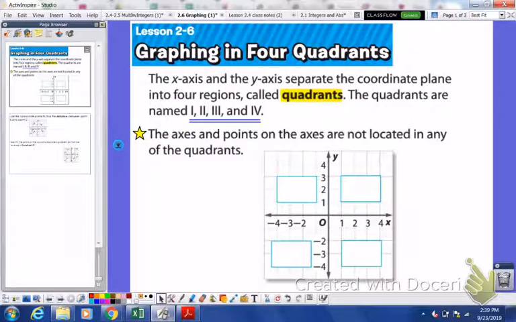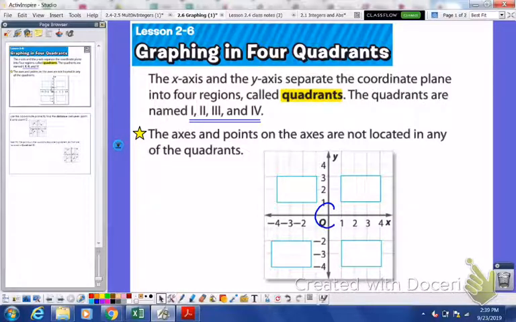So if we read through this, the x-axis and the y-axis separate the coordinate plane into 4 regions called the quadrants. The quadrants are named 1, 2, 3, and 4. Remember, you must use your Roman numerals. So if we look at our graph, first thing we want to do is label. So remember, we make a C to help us remember.